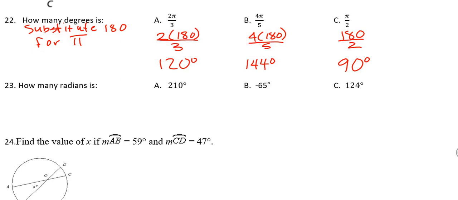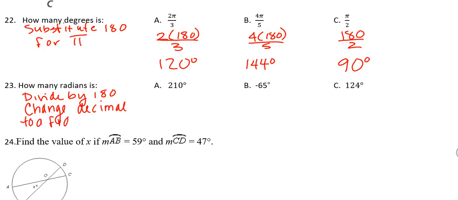Now, when we talk about going from degrees to radians, we're going to divide by 180. And when we do that, we're going to get a decimal. We're going to change the decimal to a fraction. To do that, we're going to do math 1, enter on our calculator. Once we do that, we're going to then put pi in the numerator.